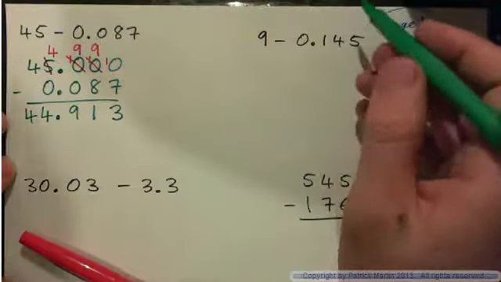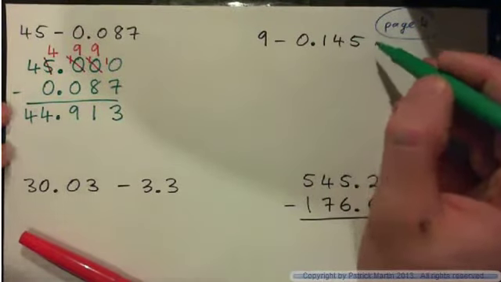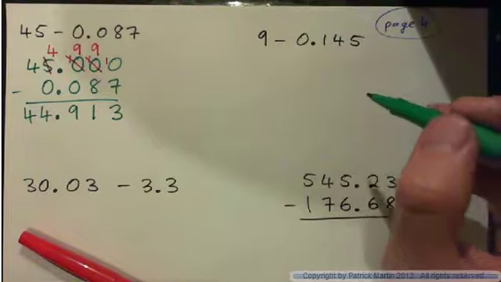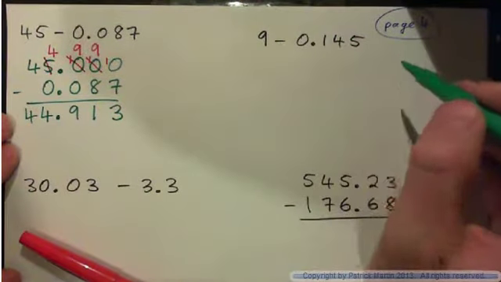Okay, so let's try this. 9 minus 0.145. Press pause and see if you can do this by yourself.